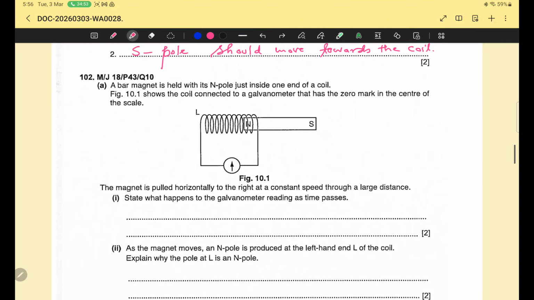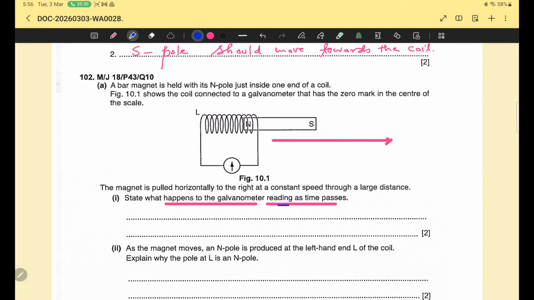And now another question. There is a magnet, the magnet is already inside the coil, and now the magnet is pulled horizontally to the right at constant speed. The question is, what happens to the galvanometer reading? You know, sir, as the magnet is moved towards the right hand side, there is a change of magnetic flux. It will produce induced current. So the answer is that the galvanometer pointer will show deflection.